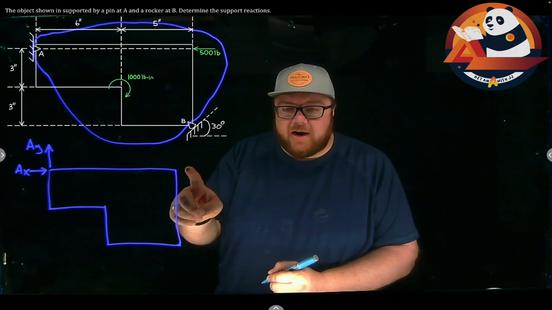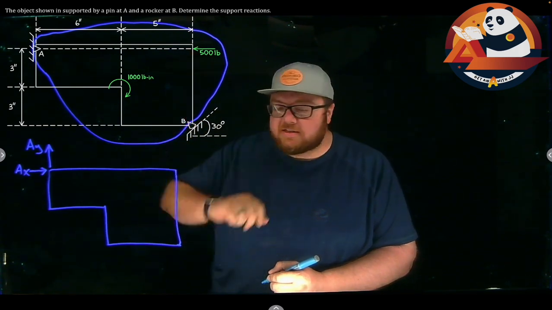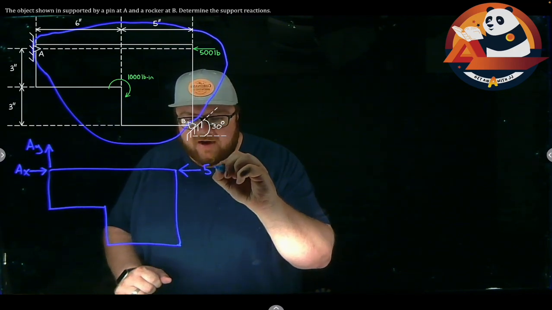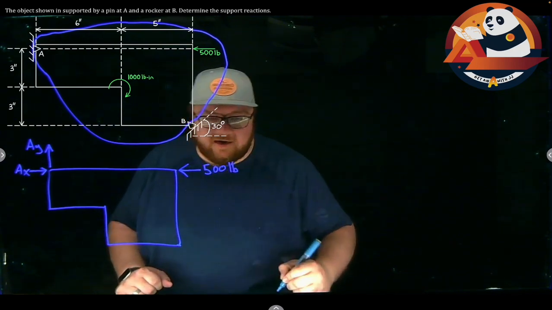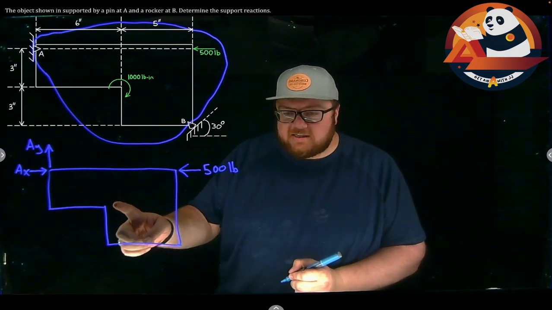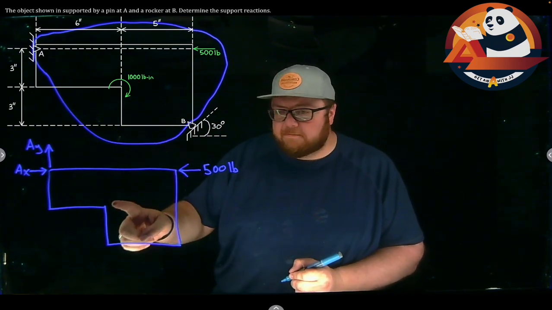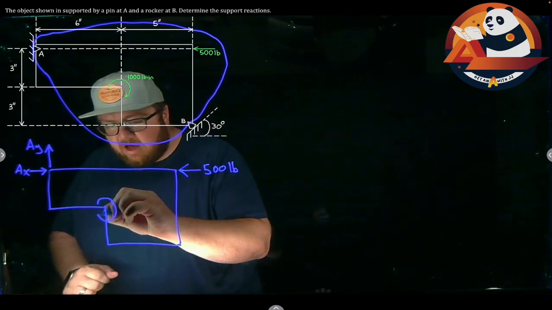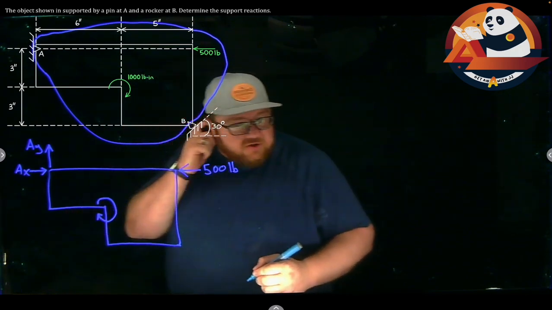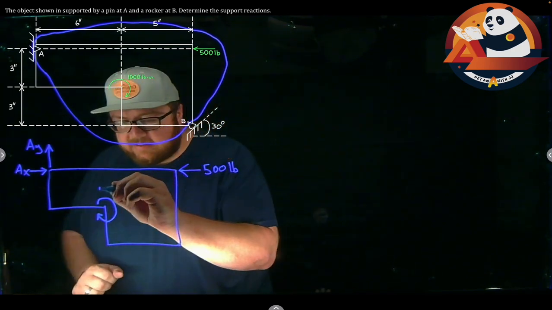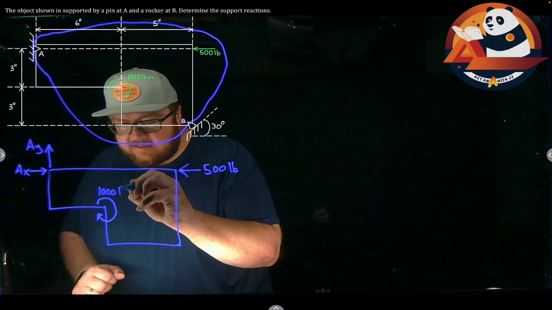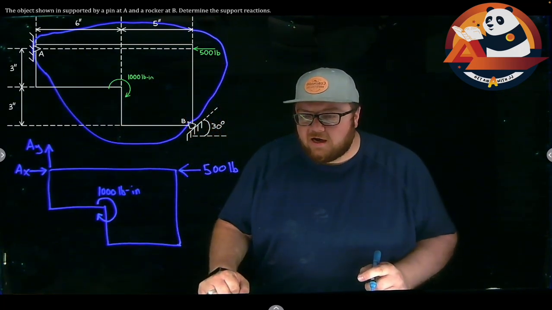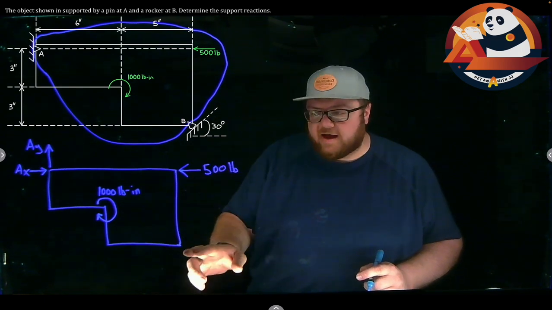I know in the top right corner, there's this 500-pound force. So let's go ahead and stick that in there. It's going to the left, 500 pounds. In my inside corner right here, there's a 1,000-pound-inch couple moment, so I can stick that on here. It's going clockwise in our given picture, so just draw that in, 1,000 pound inches. Let's get dimensions on. We'll get this rocker in here last.